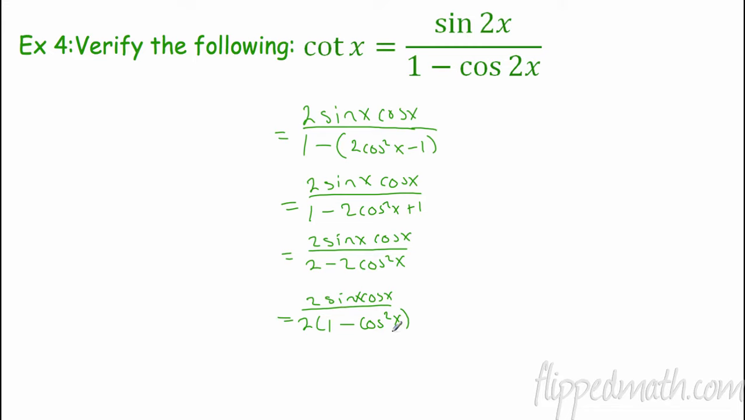All right. Those 2's are going to cancel, all right? So now what do we have? Well, 1 minus cosine squared x is the same thing as sine squared x. So this is sine x cosine x over sine squared x. And this will cancel out with that, so now we're left with cosine x over sine x, which is cotangent x. And that's what we wanted.